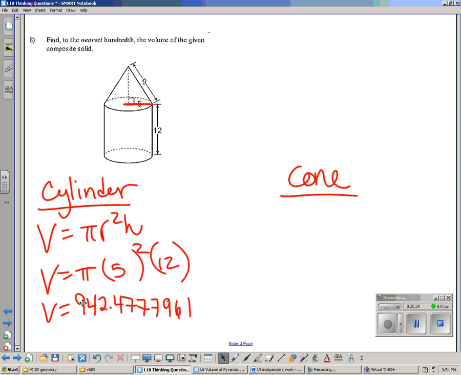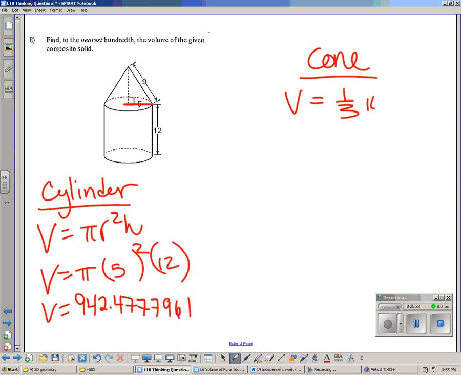Now the cone, the volume. Sorry, I should have written the volume formula down. Let's bring this up here. The volume formula for a cone is 1/3 big B times h, and big B is pi r squared. The radius of the cone and the cylinder are identical. The height of the cone, however, is not. The height of the cone is different than the height of the cylinder.